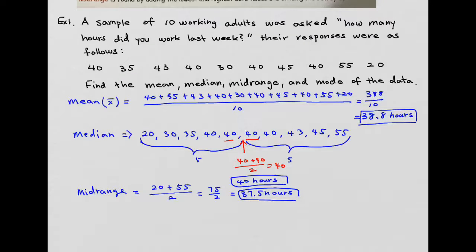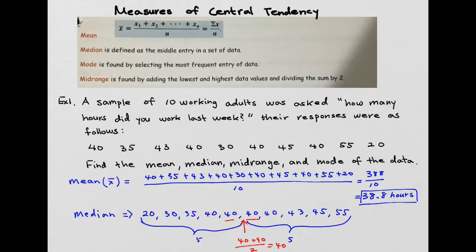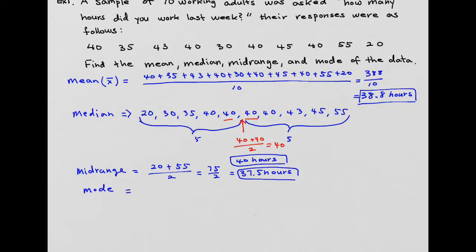What else do we need to look for? We need to look for mode. Mode is when your number is happening more than one time. So the mode is found by selecting the most frequent entry of the data. And I did mention when I was reordering the data, I said we have a few 40s, right? We have 4 40s. So 40 will be the mode because it's most often, right?